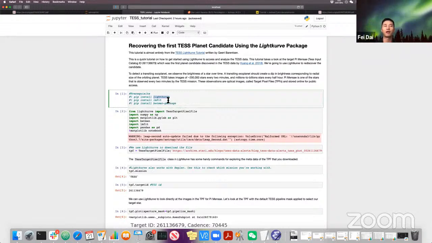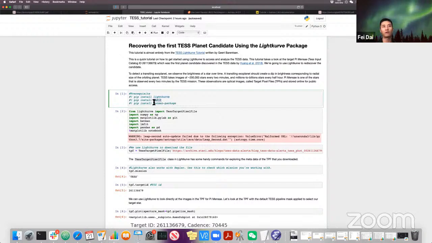I think this package helps us download the Lightkurve, download the target pixel, do some simple detrending. It's really convenient, so you don't have to search the database yourself. I know many people in the community use it.